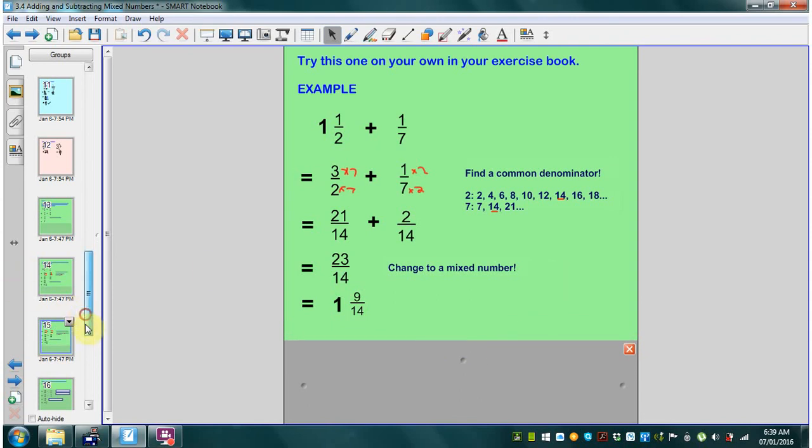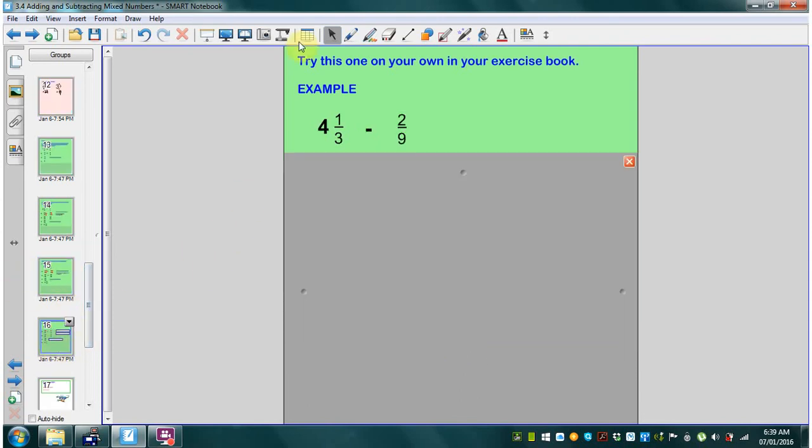Okay, and the last example for today. Try it on your own. 4 and 1 over 3, subtract 2 over 9. Your first step is to convert, so get started there. And when you come back, let's see if you got the right answer.